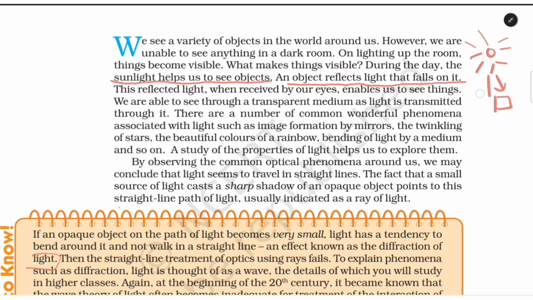These light rays fall on this object, and then a person standing here can see this object. This is called reflected light. When the light falls on any object and reflects back to our eyes, it is known as reflected light. When received by our eyes, it enables us to see things.